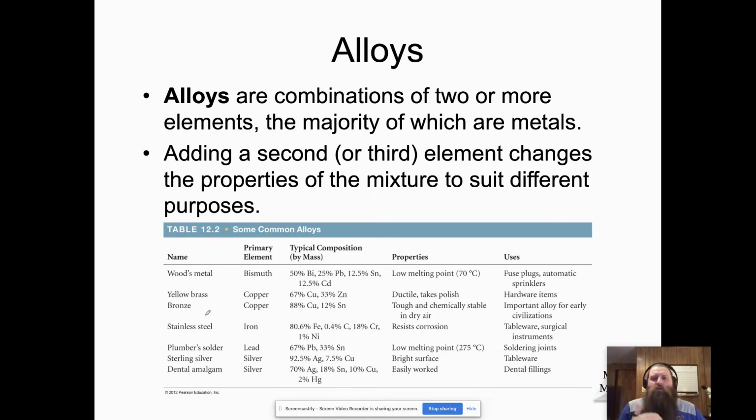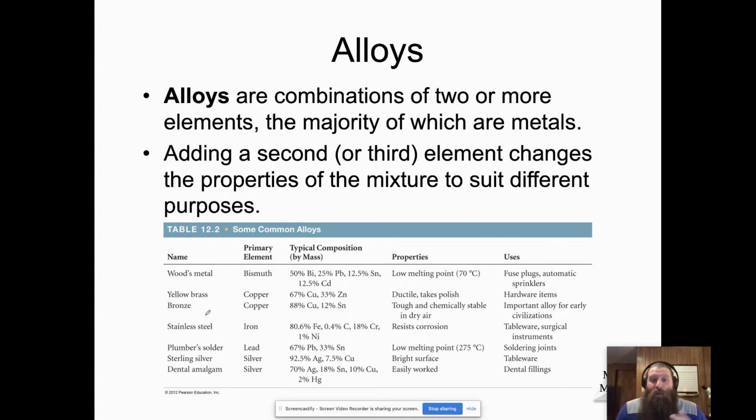When you start to add those second elements or third elements or however many elements you're adding together, like Wood's metal, which has 4 different elements in it, you can tailor some specific properties of your new alloy. So Wood's metal, this table 12.2 has some good alloys. If you've ever seen the fuse plugs in your car, it has some Wood's metal. It's primarily bismuth, but there's also some lead, some tin, some cadmium in there. All right. Bronze is mostly copper and tin. Really important alloy for early civilization.